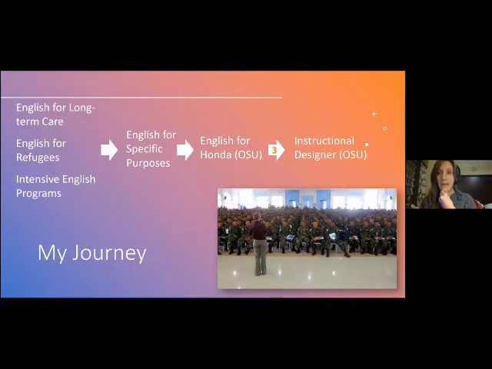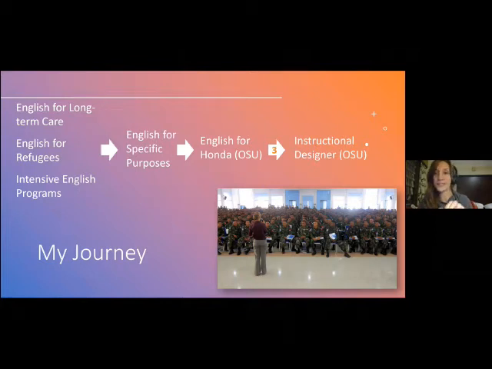I did my bachelor's and my master's in high school, 7th through 12th language arts education, and came out of that in the recession, like 2008, and couldn't find a job. So then I went back and got an ESL endorsement, and then immediately went into teaching adult English language learners. So I did English for long-term care workers, English for refugees. I worked in an intensive English program like Erin and Sharon as well at Akron U.